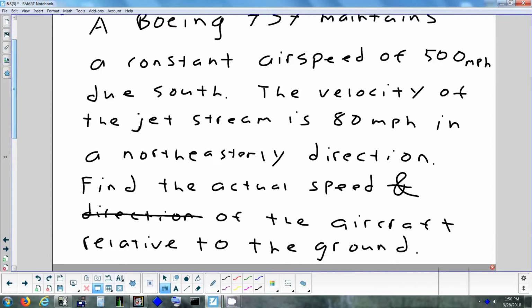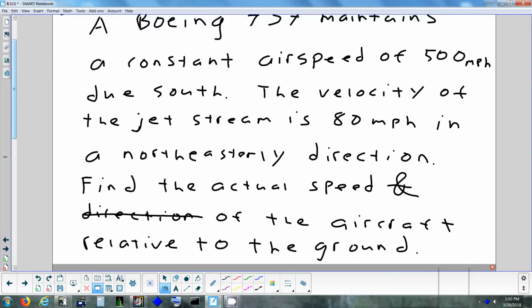So according to the pilot, if they look at their airspeed indicator, it's going to say they're going 500. But somebody with a radar gun on the ground tracking the plane is not going to see 500. If a plane is trying to go south and the wind is blowing northeast, is the wind going to speed the plane up or slow it down? Slow it down. It's going to slow it down. The plane wants to go south, the wind is blowing in a northerly direction.